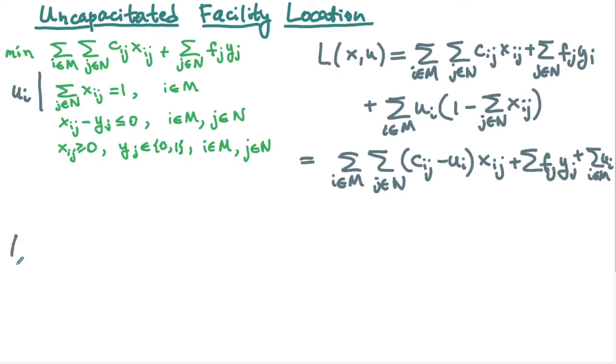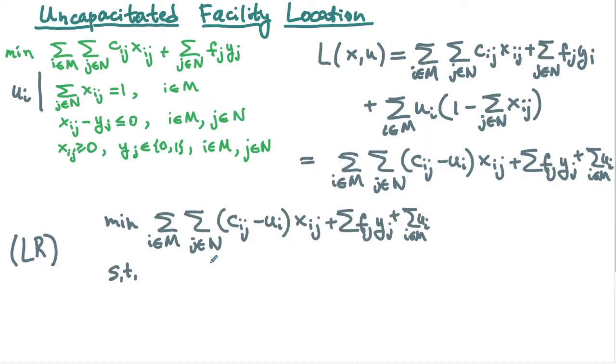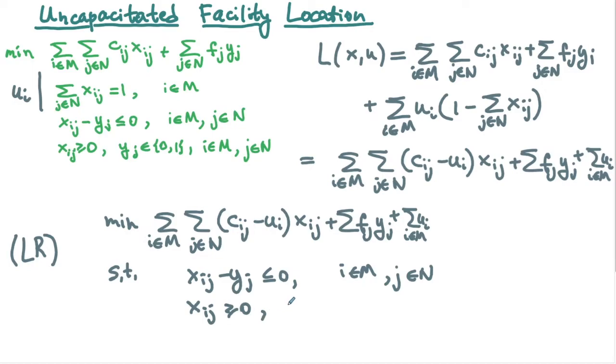So the Lagrangian relaxation problem is given by the following. We minimize this objective right here, subject to the remaining constraints, which are x_ij minus y_j less than or equal to 0 for i in M and j in N, and we have x_ij greater than or equal to 0, and y_j in {0, 1}.